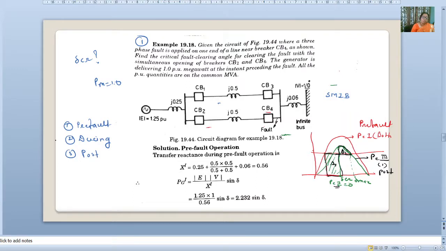First, the pre-fault condition, which is PE1. First we need to find the transfer reactance X1 in the first case, then this is our PE1. From PE1 at this point the angle is delta 0. From PE1 we can calculate delta 0. In the next slide it is calculated. From this PE1 we have calculated delta 0.